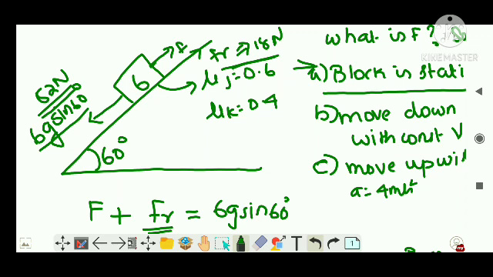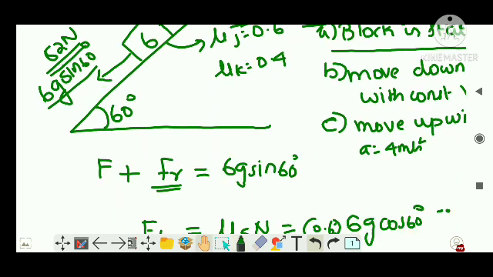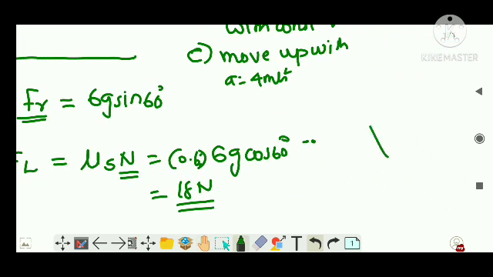Right? Clear? So initially the block was moving with 54 Newton in this direction, with how much Newton here? 18 Newton by the limiting friction. Because we can only talk about limiting friction, we cannot talk about kinetic friction. Right? Clear? So how much force do I have to apply so that it stops?